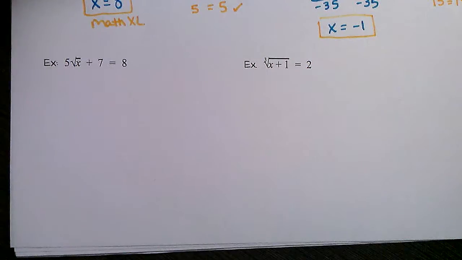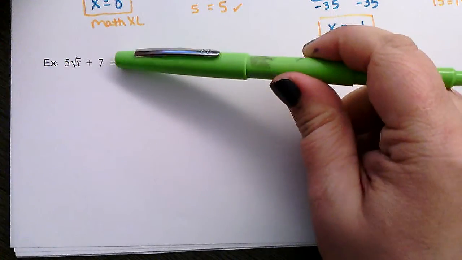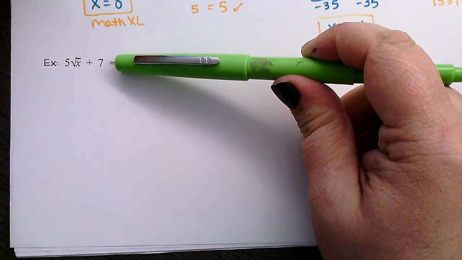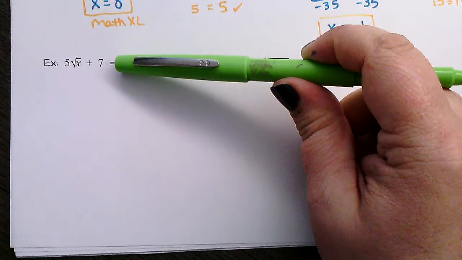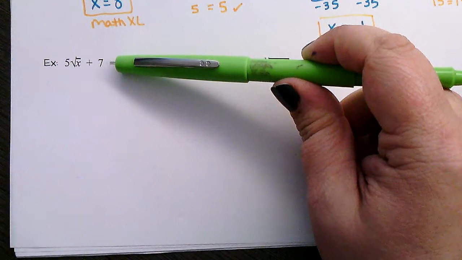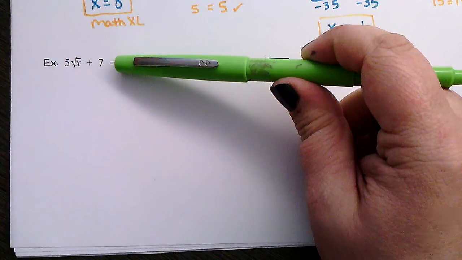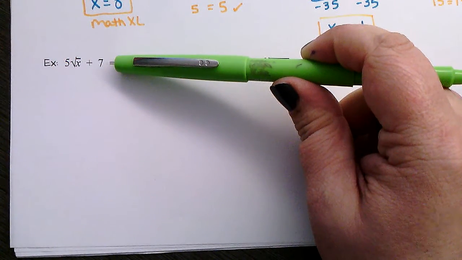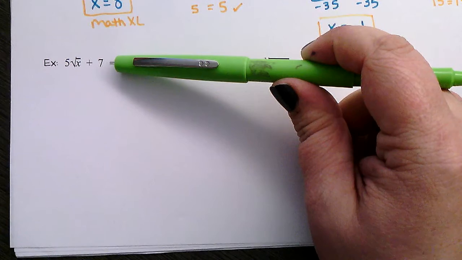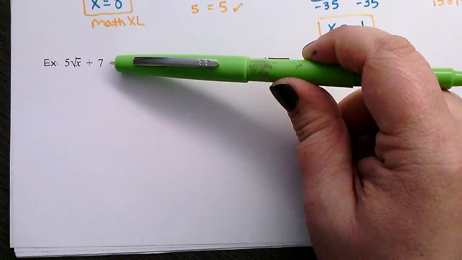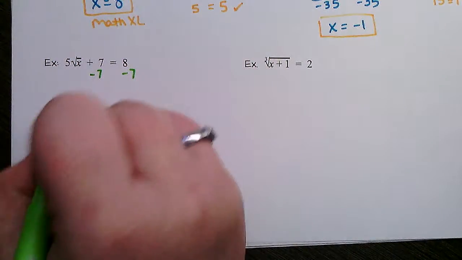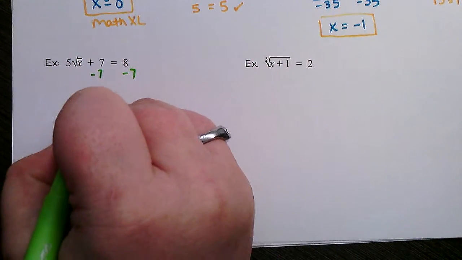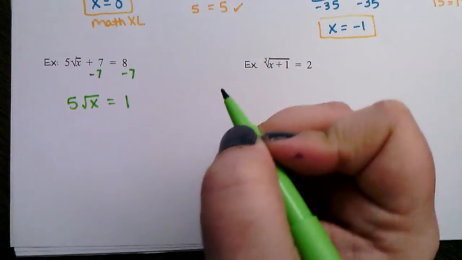Next one has a little bit more going on. We have a lot more over on this side to isolate. When we isolate this radical, we have it multiplied by 5 and we had 7 added to it. By PEMDAS, we're going to do PEMDAS backwards, so we always undo any addition and subtraction first. Do we have addition and subtraction? Yep, we have a 7. So we're going to subtract 7 from both sides. So I have 5 times the square root of x equals 1.